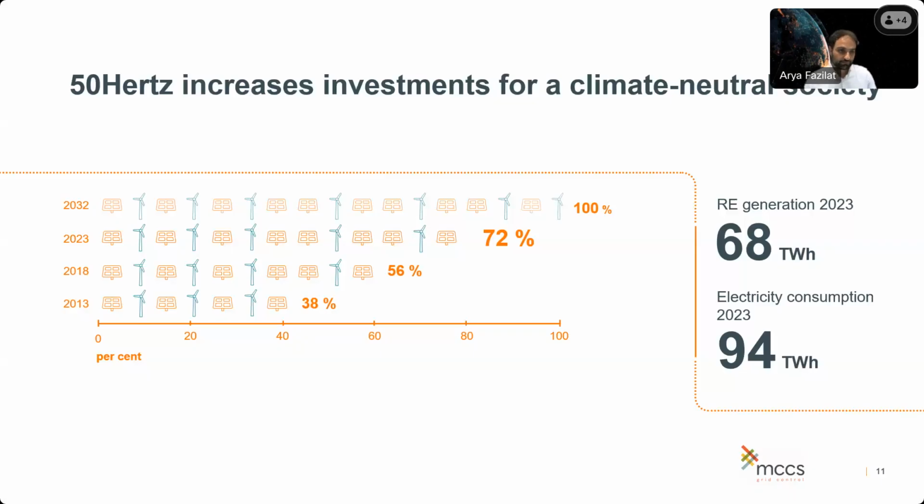Just so you know, again, that's in a different slide. In 2013, we had 38% renewables in the 50 Hertz network. By 2018, we were already at 56%, and we are increasing. Now we are around 72%. Actually, in the beginning of this year, in the first quarter, we had 74% of renewable energies in the 50 Hertz network. With that, a lot of challenges are coming, of course.